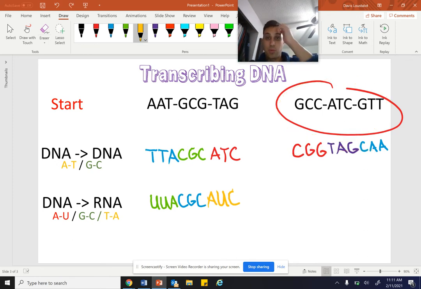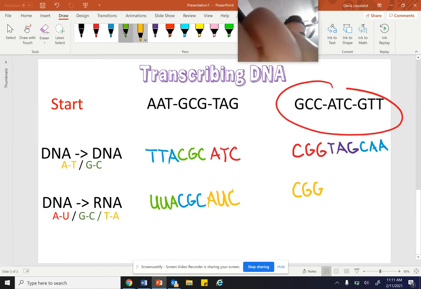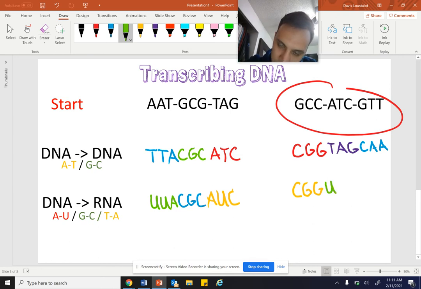So still looking at this top one, what would the RNA form be? It should look identical to this, but all the T's should be U's. So G is going to be C, C is going to be G, C is going to be G, A is going to be U. Normally T, but no T's in the RNA. A becomes U, T becomes A, C becomes G, G becomes C, T becomes A, and T becomes A.